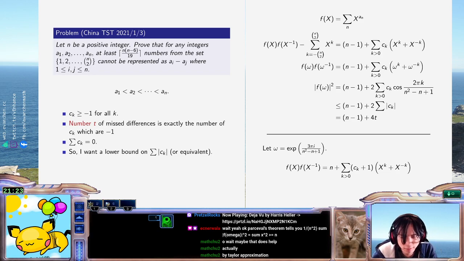Okay, I don't know what's going on in my life anymore. Okay, so Parseval says that the sum across the primitive omega, or is it the sum of all omega?